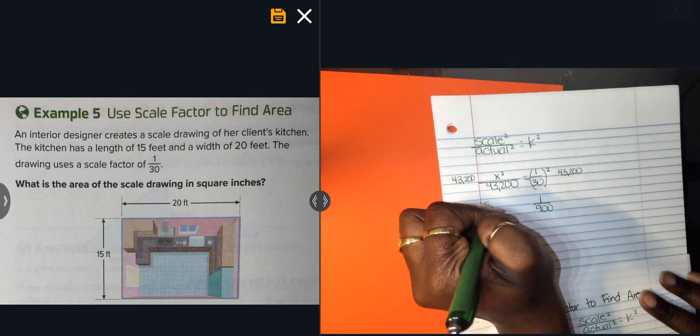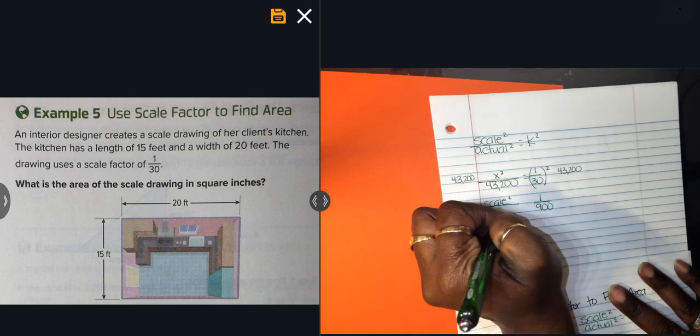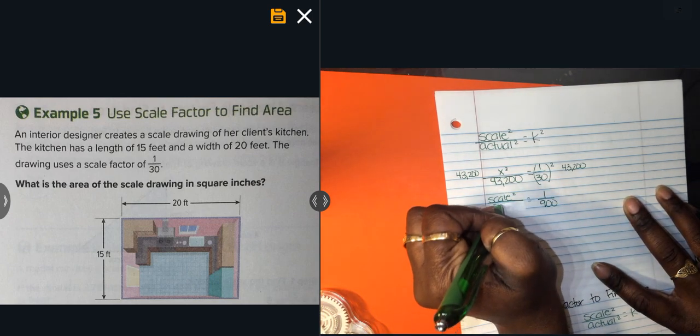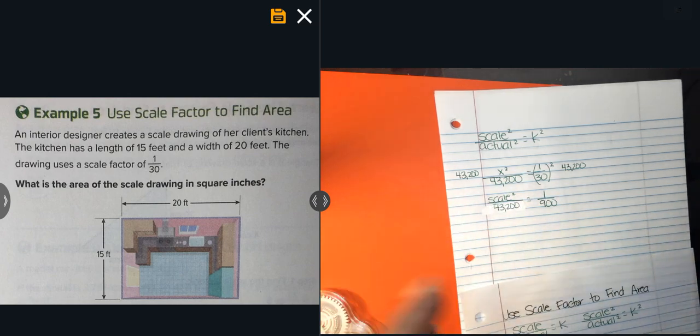So the area of the scale over the actual is going to give you k squared. And I don't know why I put actual. We already have that. So we'll replace that with the 43,200. And so then what we were doing is multiplying both sides by 43,200.